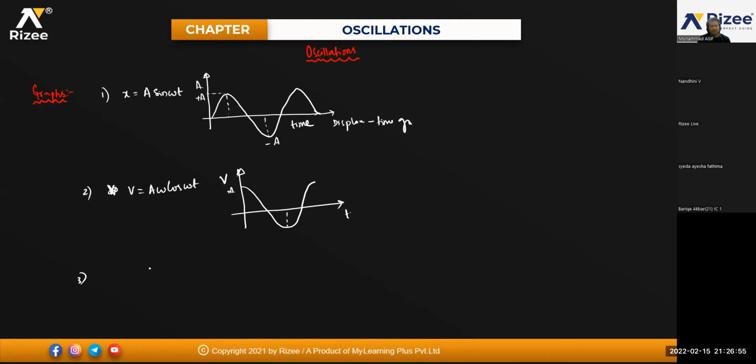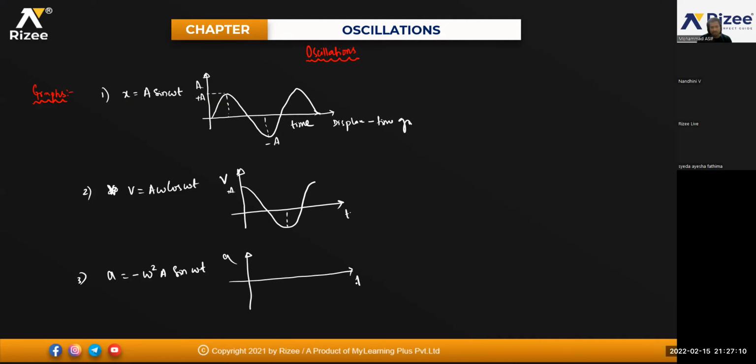And third one, if I'm writing for acceleration, what is the acceleration formula, beta? a equals minus omega square A sine omega t. As it is negative, the graph will start with the negative portion. This is the acceleration versus time graph, so the graph will start from the lower part like this. Here it will be minus omega square A, and here it will be equal to plus omega square A. These are the three basic graphs which you need to remember.